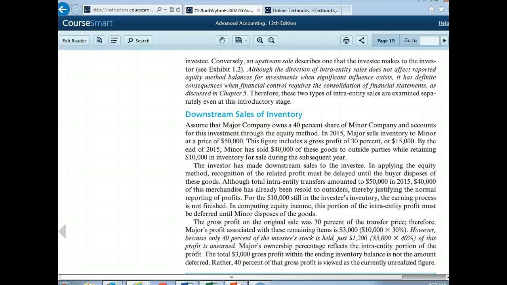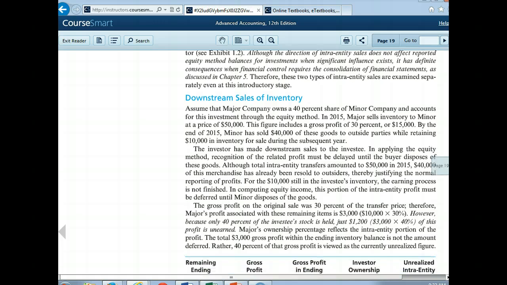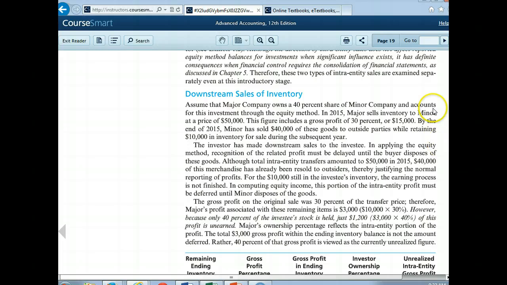In 2015, major sells inventory to minor at a price of $50,000. This figure includes a gross profit of 30%, or $15,000. By the end of 2015, minor has sold $40,000 of these goods to outside parties while retaining $10,000 in inventory for sale during the subsequent year. The investor has made downstream sales to the investee.